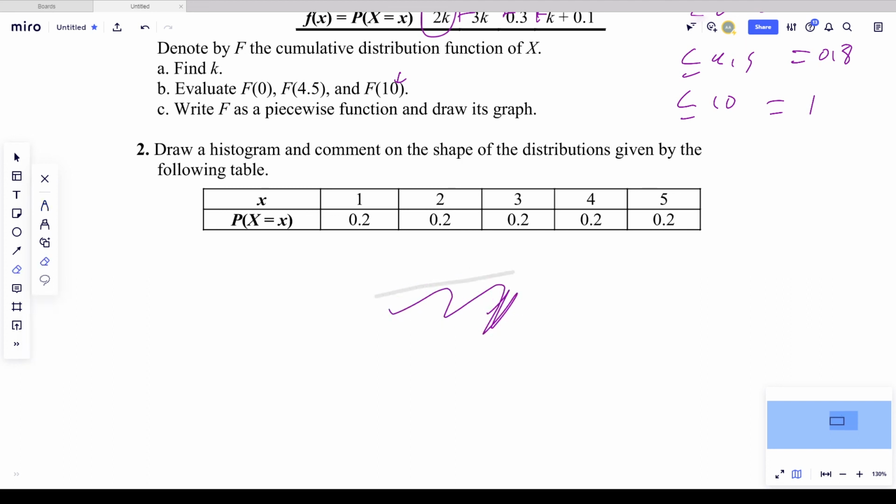So anyways, how do you comment on this? It's a uniform distribution, pretty much. Same thing throughout, and, you know, just uniform.